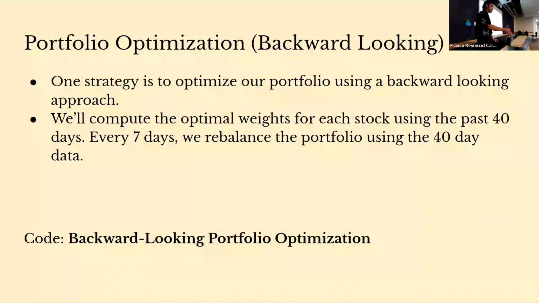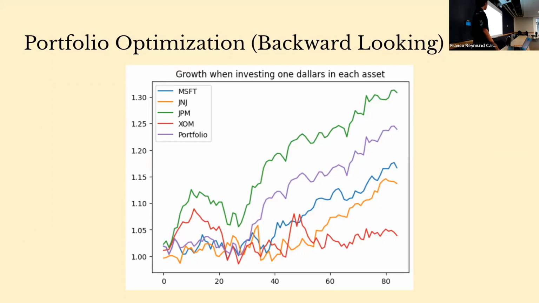So in the code, this is backward-looking portfolio optimization. It should be able to run just straight up. Once you run it, you'll see the steps of the code reallocating itself and your returns. So if we plot it, you'll end up at this graph. This is the growth when investing dollars in each asset. This is the time. This is the portfolio amount. So you can see if you invested in any one of these stocks, that's how much the value of the portfolio has changed over time. But using this backward-looking portfolio optimization, this purple line right here is reflective of how much we'll make if we invest in this optimized portfolio.